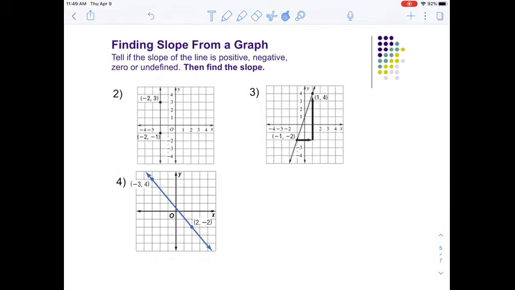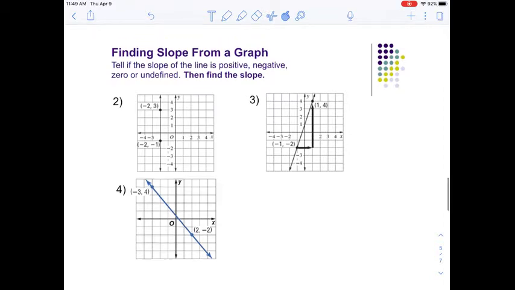Okay, this one is finding slope from a graph. Tell if the slope of a line is positive, negative, 0, or undefined, then find the slope.